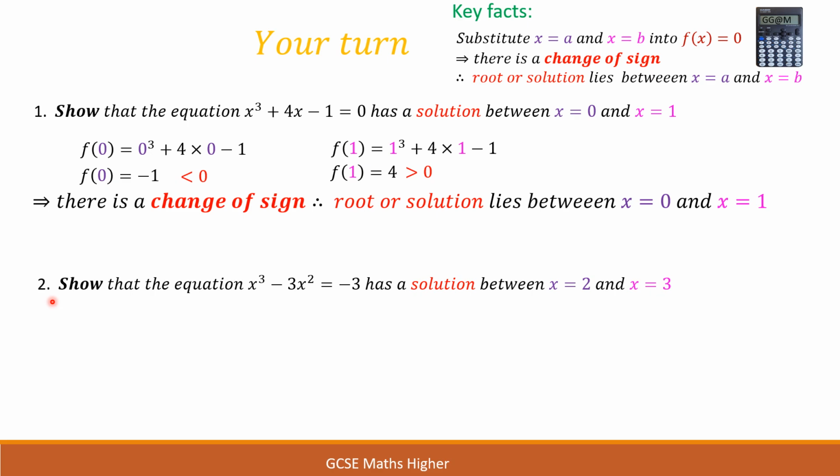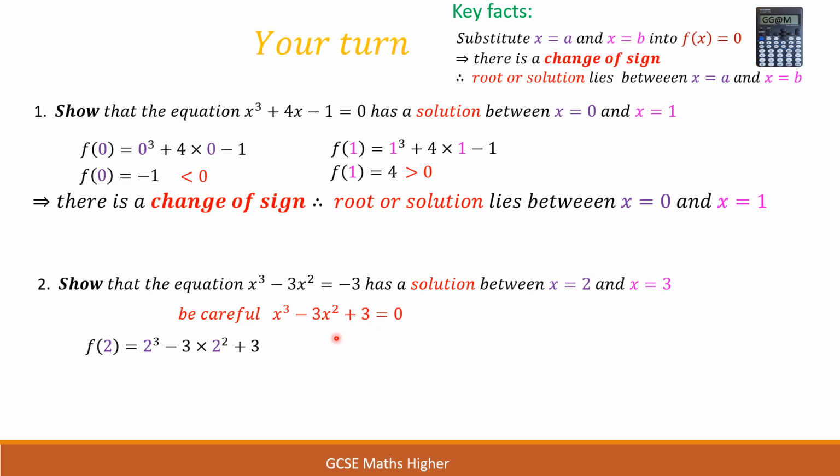The next question, we've got to show the equation x cubed minus 3x squared is equal to -3. So this is the trick because this is not equal to 0. So we've got to add 3 to both sides to make it equal to 0. So we've got x cubed minus 3x squared plus 3 is equal to 0. You're showing this equation here has got a solution between x is 2 and x is 3. So you should have substituted 2 and 3 into this equation.